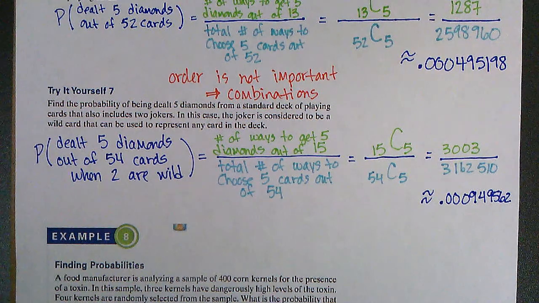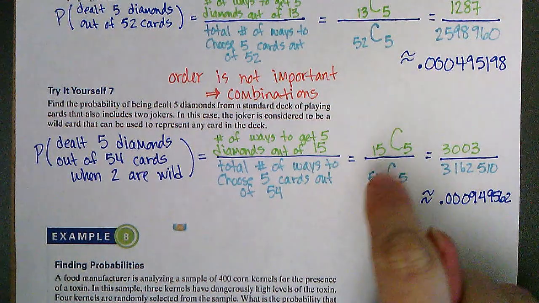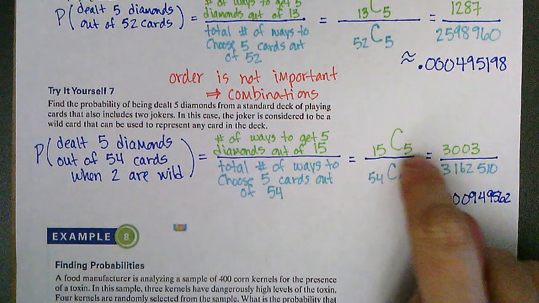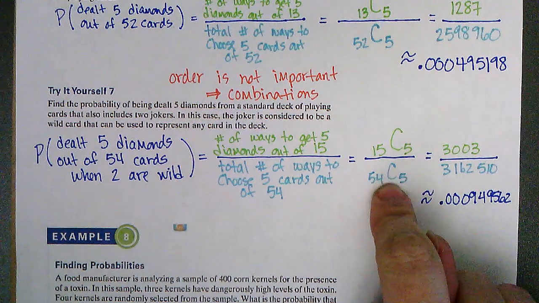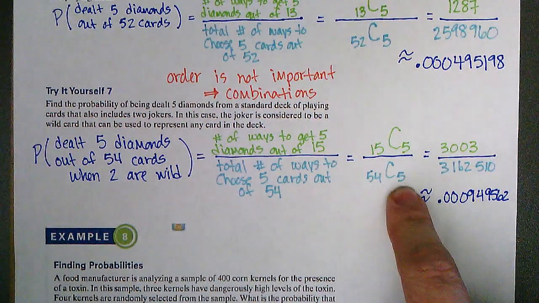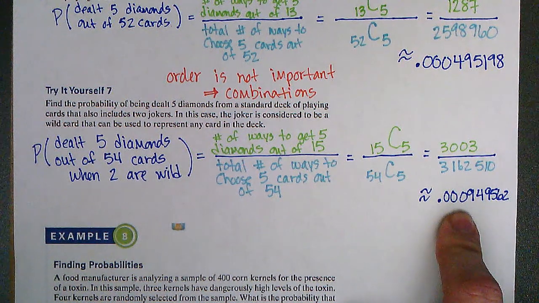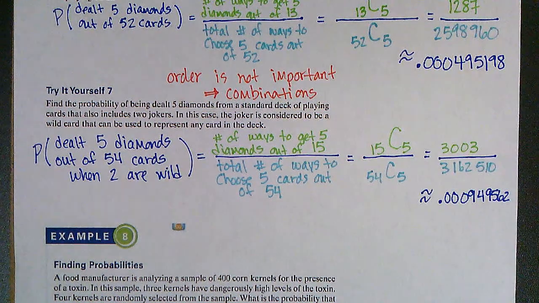So the number of ways to get the 5 diamonds out of 15, since order does not matter, would be a combination of 15 objects taken 5 at a time, which comes out to be 3003. And then the number of ways to get 5 cards out of 54 would be a combination of 54 items taken 5 at a time, which is 3,162,510. Dividing that out gives me a probability of getting 5 diamonds when I have 2 wild cards of 0.000949562. So almost twice as high a probability as getting the 5 diamonds out of 52 cards.